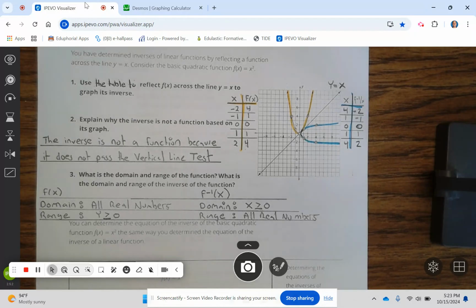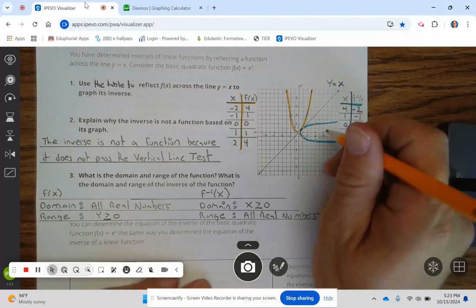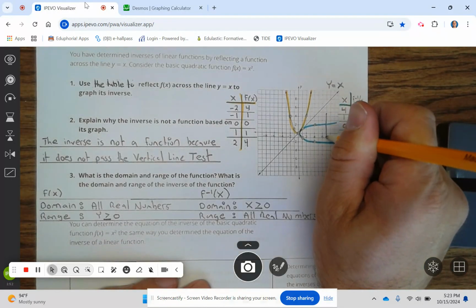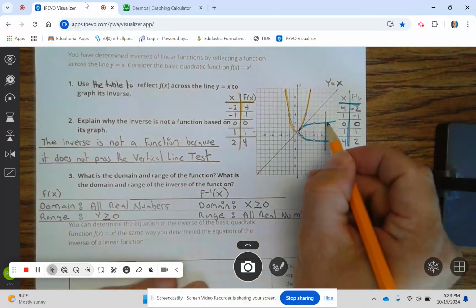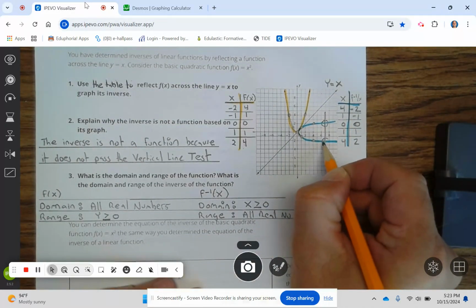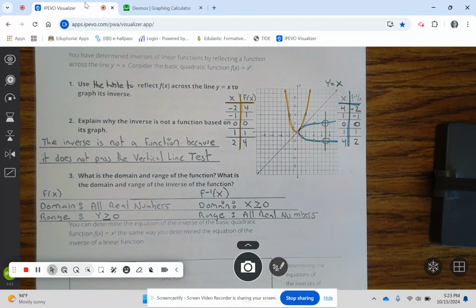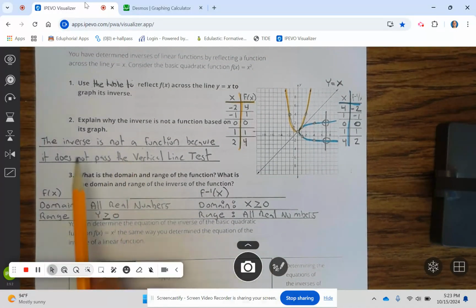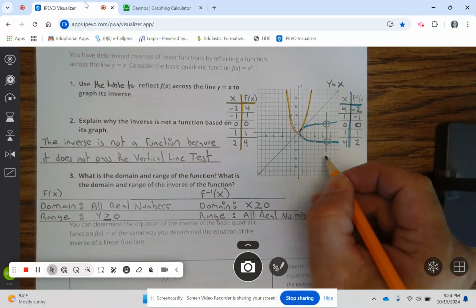Explain why the inverse is not a function based on the graph. So when I draw a vertical line, okay, it crosses once, twice. So the inverse is not a function because it does not pass the vertical line test.